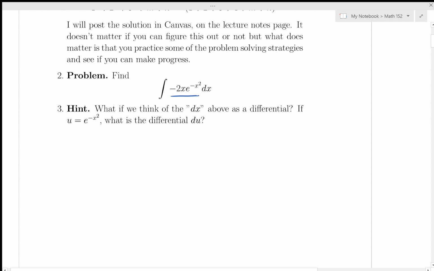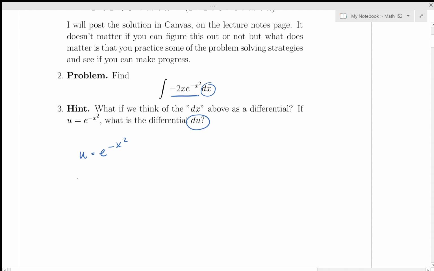So we are here integrating with respect to x, and dx can be thought of as a differential. And were I to have a function that looks like this, u equals e to the minus x squared, I could ask what would be the differential du, and I'm asking that in terms of dx. So I would figure that out by taking the derivative. So right now I have a function u equals e to the minus x squared, and I'm going to take the derivative with respect to x on both sides.